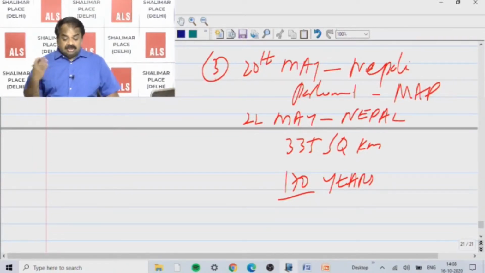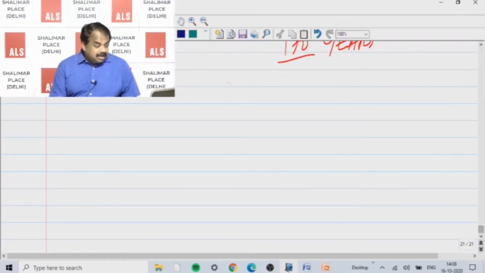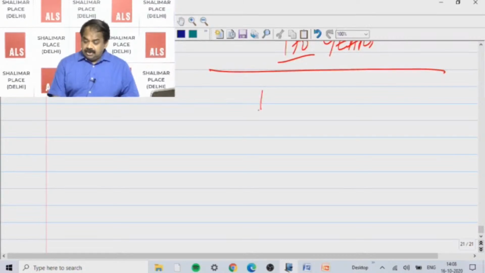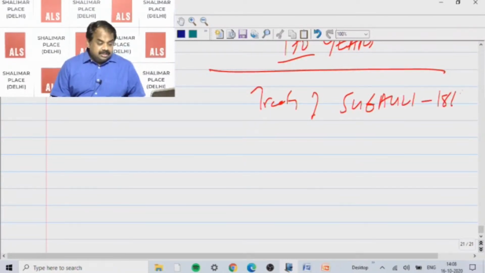Or even more than that, maybe we can say. So that is how it is. And what is the history behind the whole thing? A couple of points I would like to add. The history is the Treaty of Sugauli (1816).